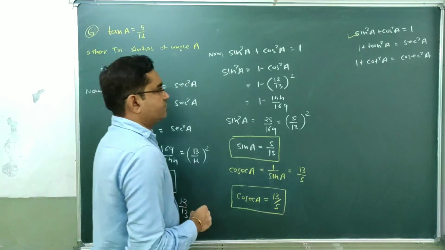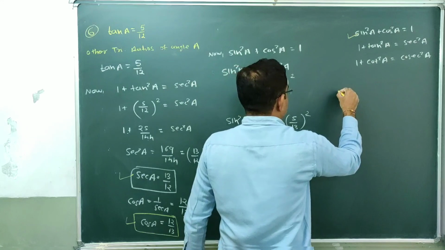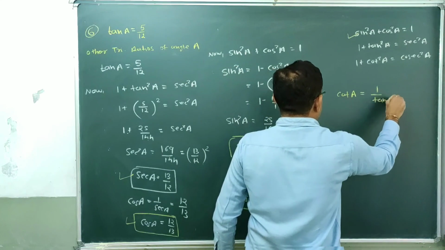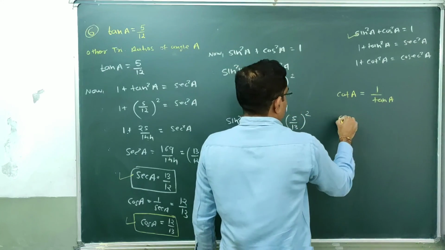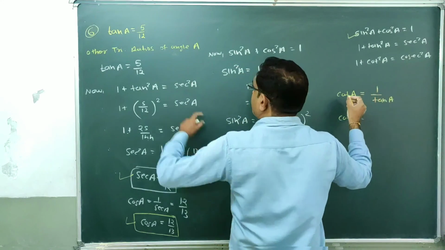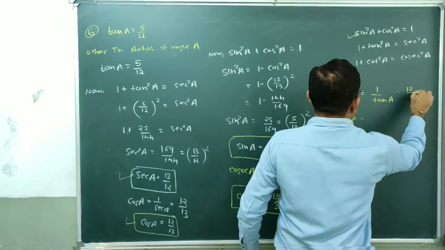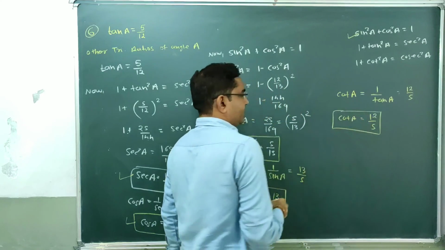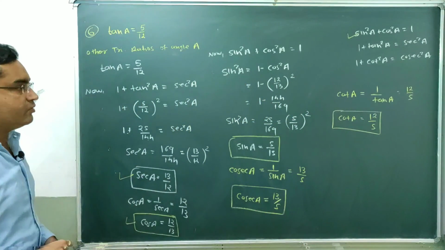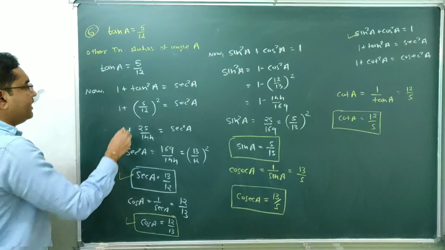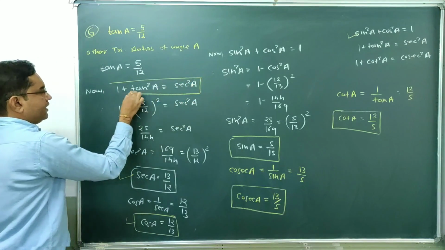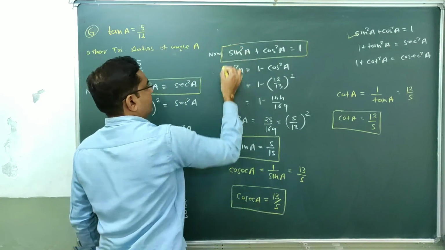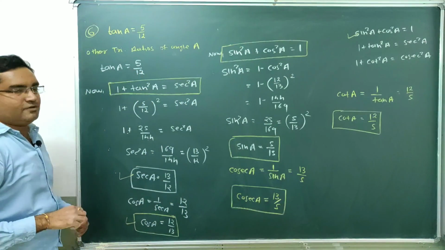Now we require cot. Tan A is given. So what is cot A? Cot A is the reciprocal of tan A, 1 upon tan A. So cot A equals the reciprocal of tan A, which is 12 by 5. So all 6 trigonometric ratios are there without using the triangle. Here we used only identities. Done? By using identities you can find all the remaining trigonometric ratios. Clear students? Now again pause this video and note it down.